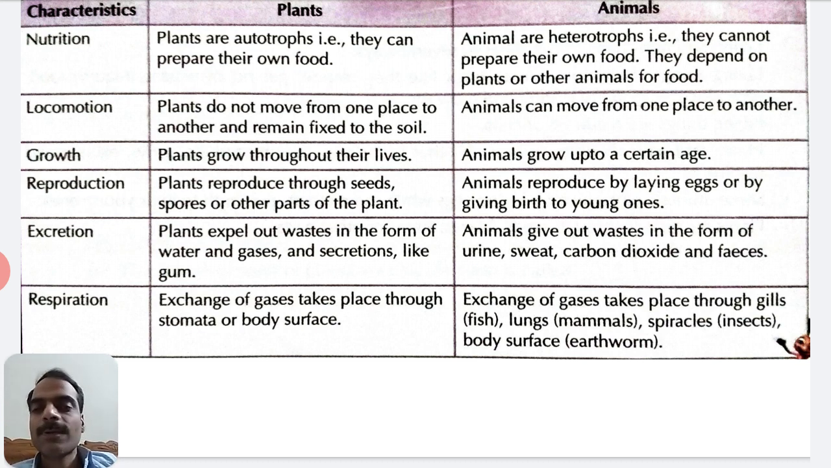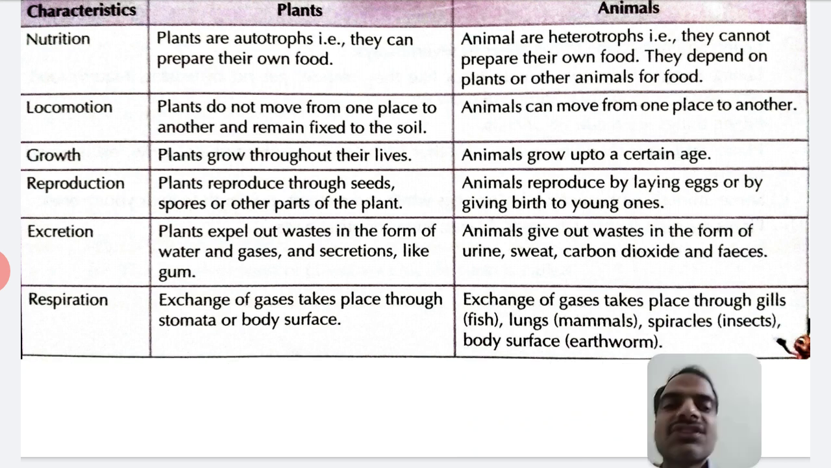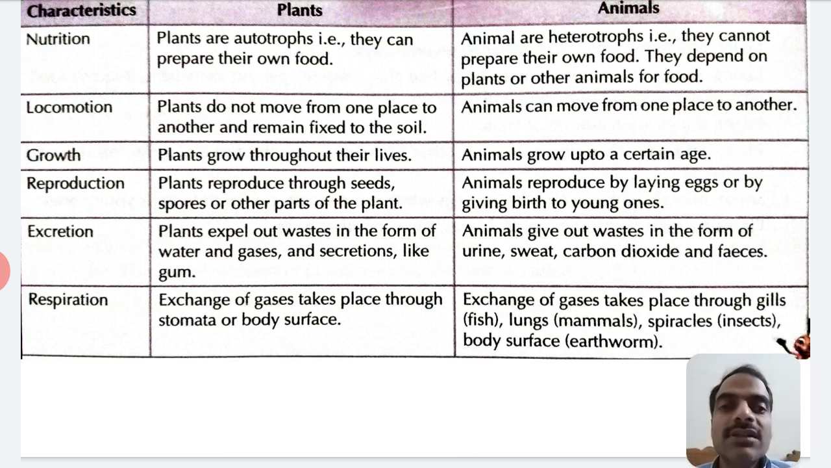Coming to animals, animals reproduce either by laying eggs or by giving birth to young ones. Mammals give birth to young ones. Birds and reptiles lay eggs. Birds like ostrich, hen, lay eggs. Reptiles also lay eggs. Snakes lay eggs. Lizard lays eggs.